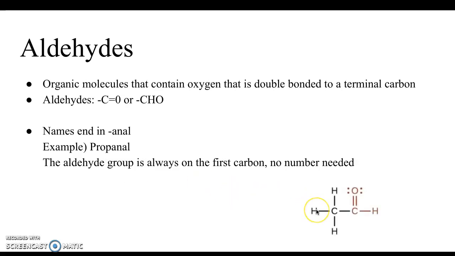And here's another example of an aldehyde. So this is the functional group right here, C double bond OH. And this would be ethanal: eth because there are two carbons, al because there's a double bond O with an H on the terminal carbon.